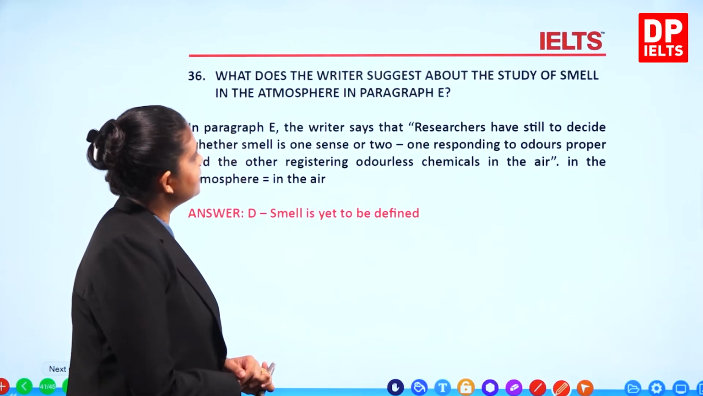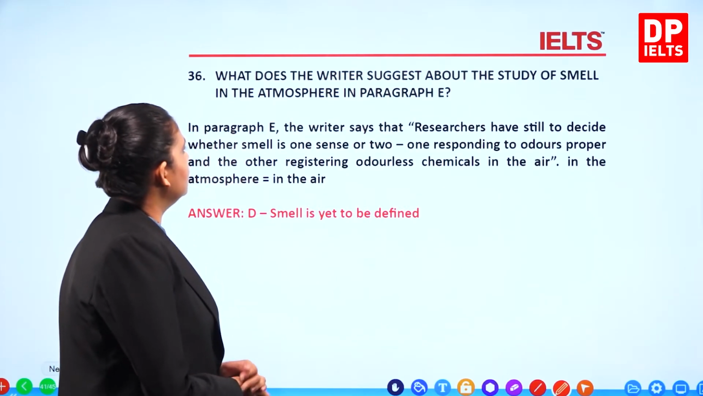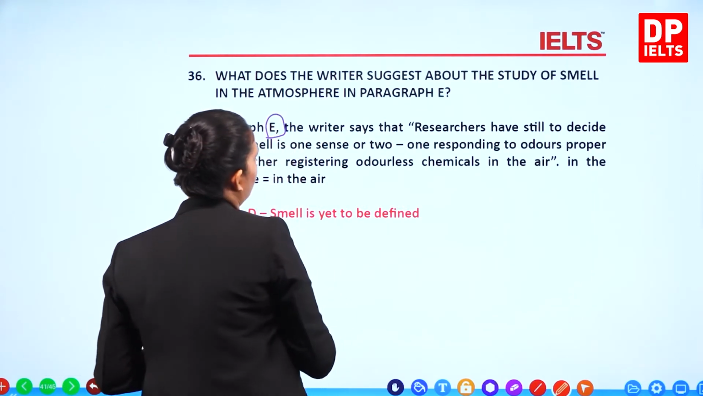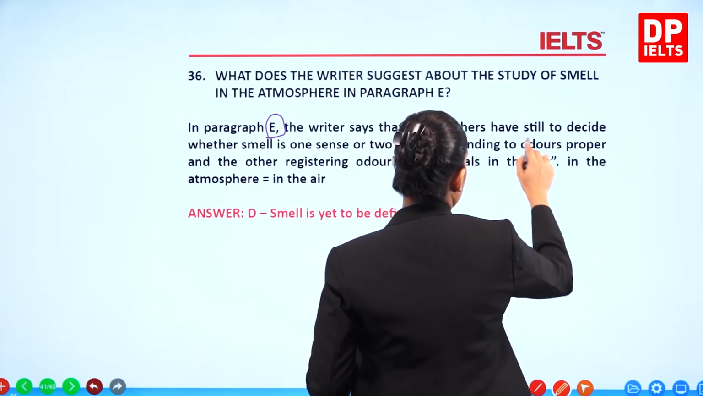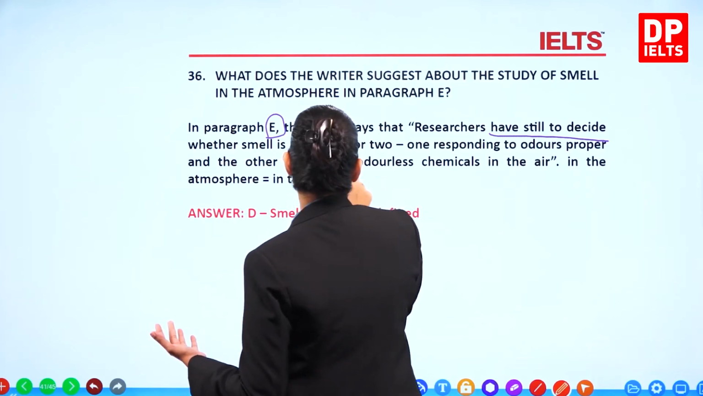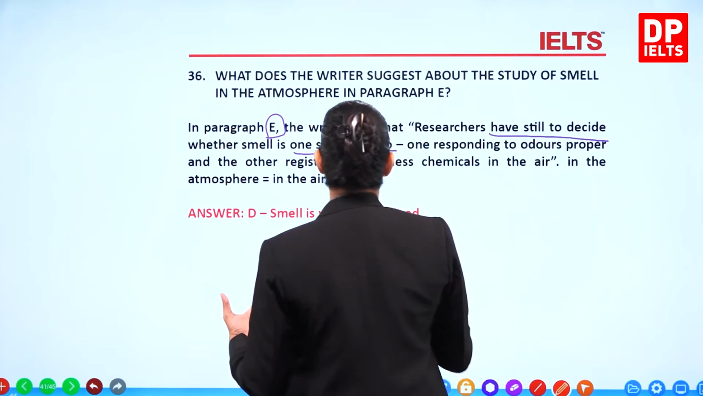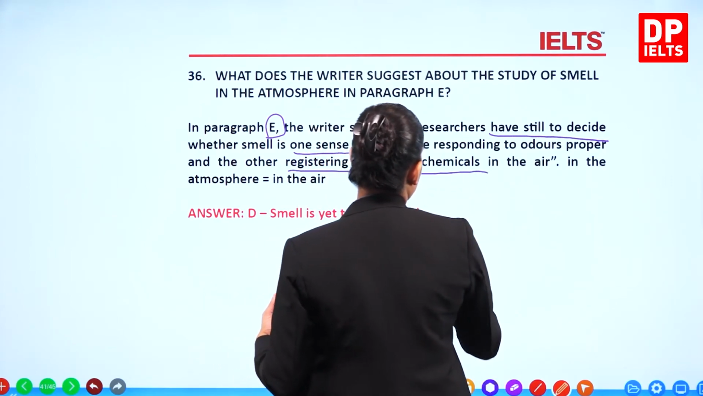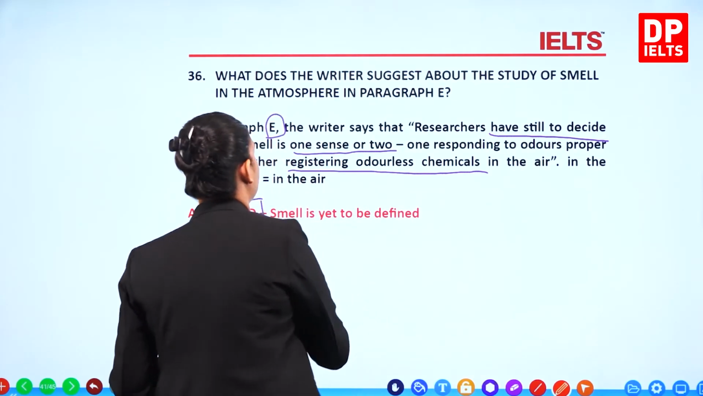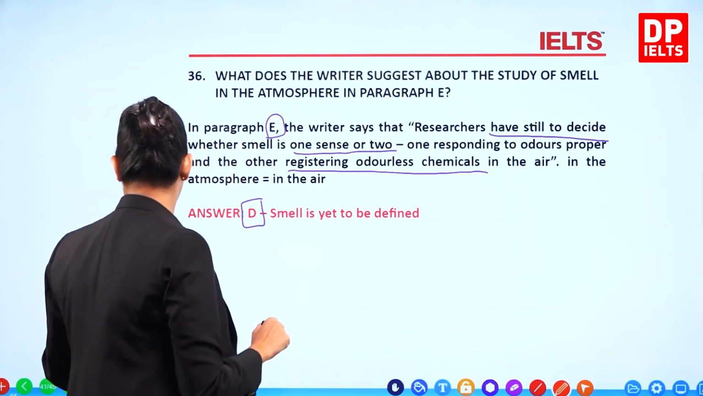What does the writer suggest about the study of smell in the atmosphere in para E? So in paragraph E, the writer says researchers have still to decide whether smell is one sense or two, one responding to odors proper and the other registering odorless chemicals in the air, right? So smell is yet to be defined because they still have to define it. So the answer would be D, okay?